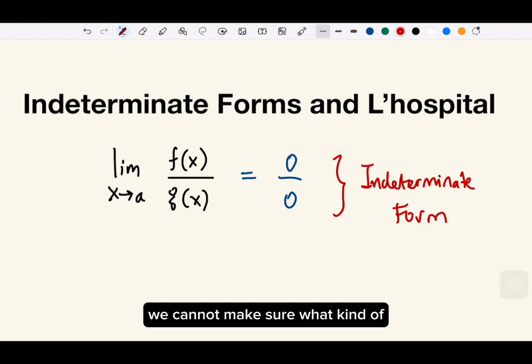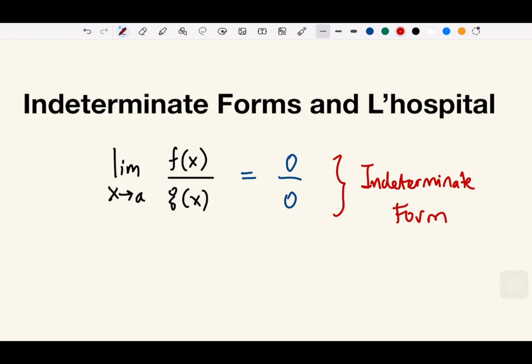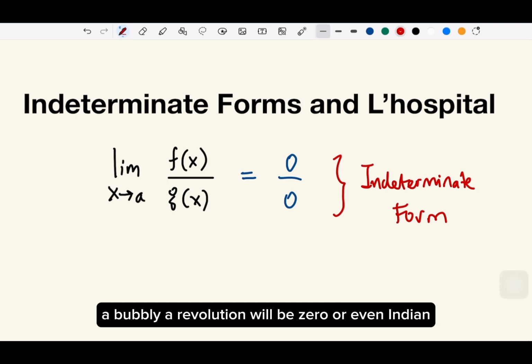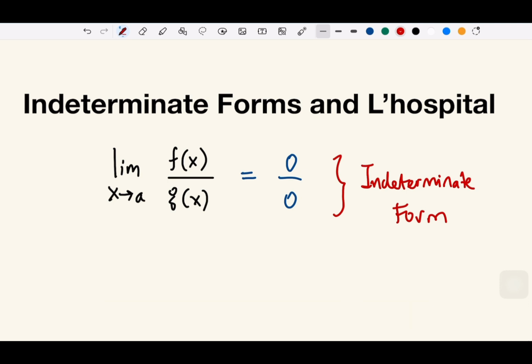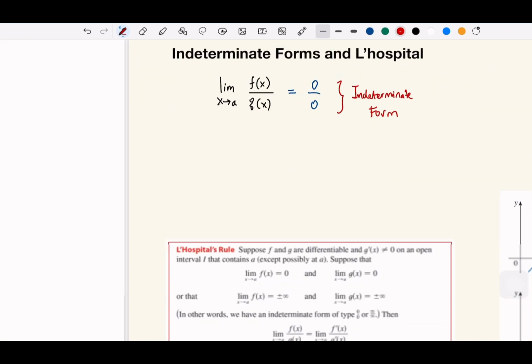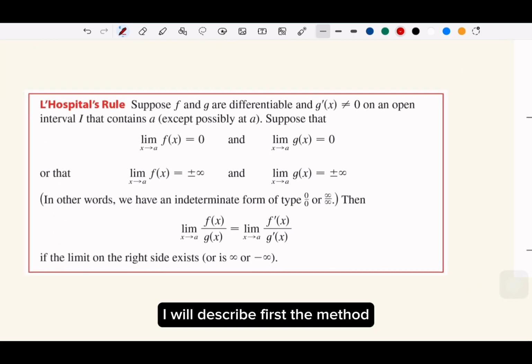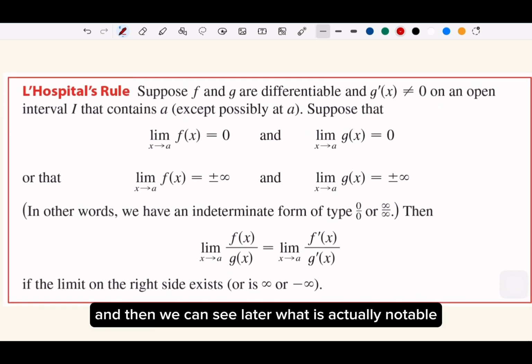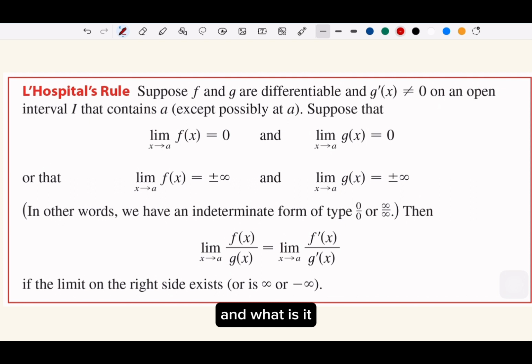We cannot make sure what kind of evaluation it will be. Is it 0 or is it infinite? So we call this indeterminate form. When this happens, you may apply the L'Hopital rule. What is the L'Hopital rule? I will describe the method first, and then we can see later what the L'Hopital rule actually is, why it works, and what the proof is.